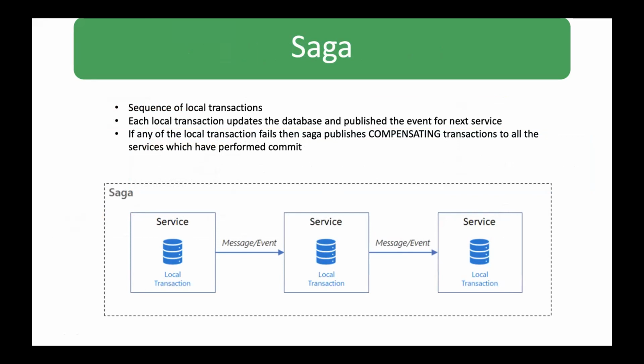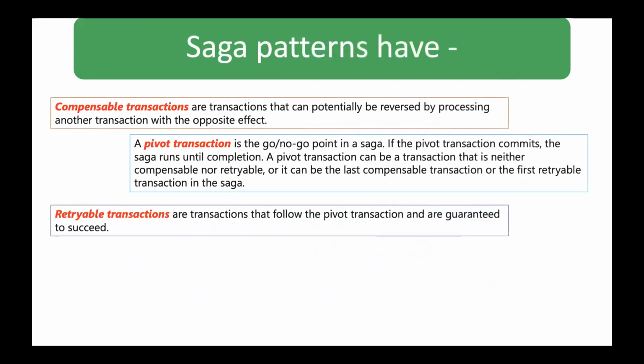So if any service fails, then the Saga will publish the compensation transaction to all the services which have performed a commit, saying, hey, you roll back because it is not going to happen. Normally there are three different types of transactions available. We talk about compensable. This transaction can potentially be reversed. The other transaction with the opposite effect is not possible because it has already failed.